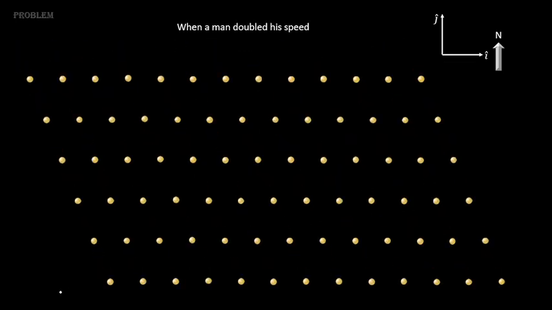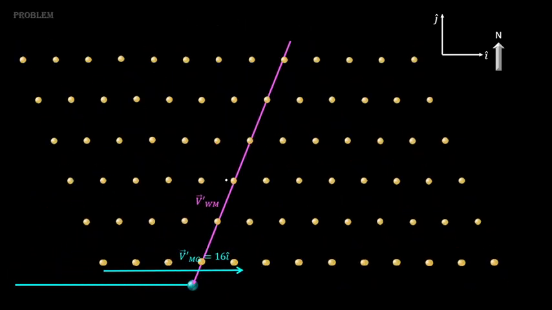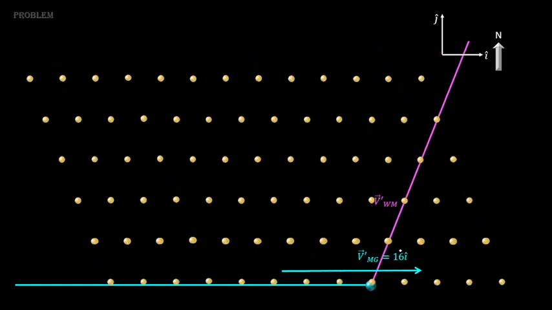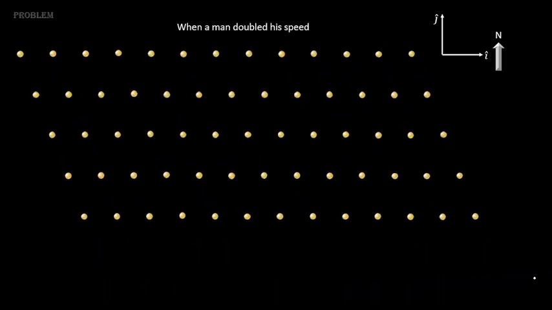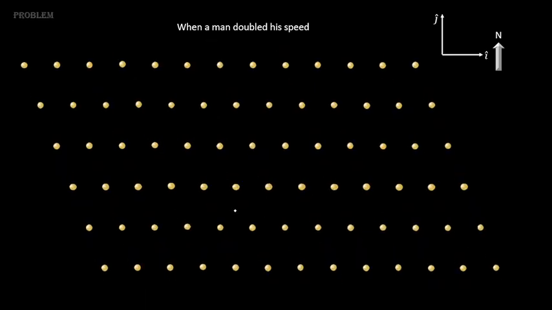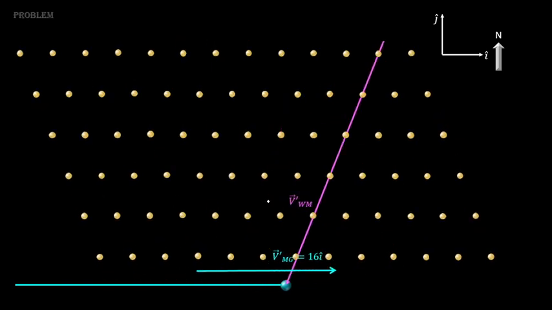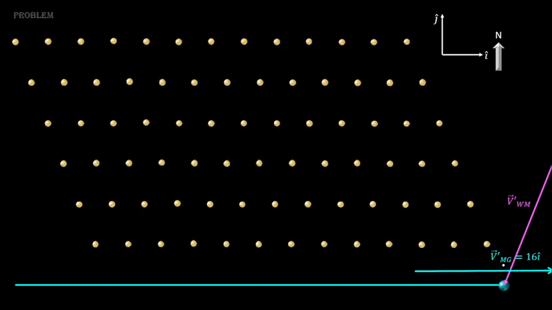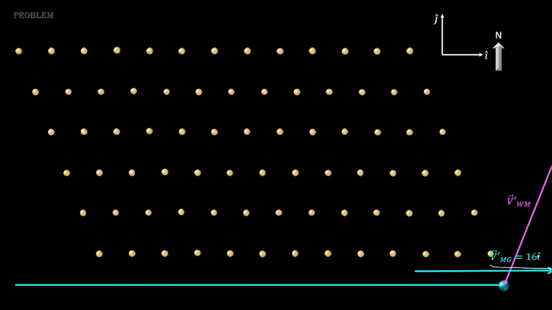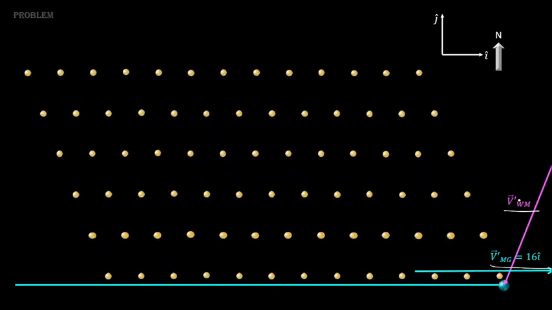A man has double speed, and this pink line represents the direction in which the balls hit the man. That represents the direction of wind flow as observed by the man. So balls are hitting the man along this pink line. So direction of wind velocity is midway between the east and north, that is the northeast direction. The velocity of the man relative to ground is now double, which is 16 times i cap, and the velocity of wind relative to man is now represented as V dash bar.